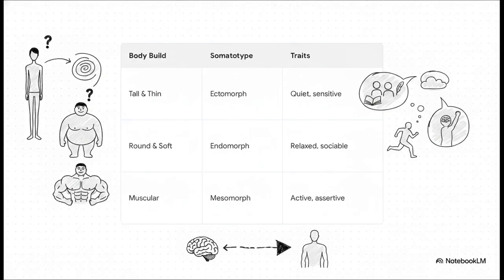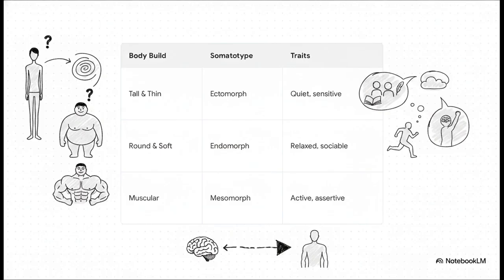Speaking of biology, there's this really fascinating older theory by William Sheldon called somatype theory. He essentially argued that your physical body shape directly dictates your temperament. According to him, ectomorphs, the tall, thin folks, are naturally quiet and sensitive. Endomorphs, who are more round and soft, are relaxed and sociable. And mesomorphs, the strong, muscular types, are super active and assertive.